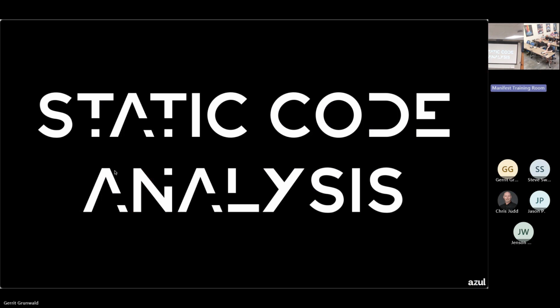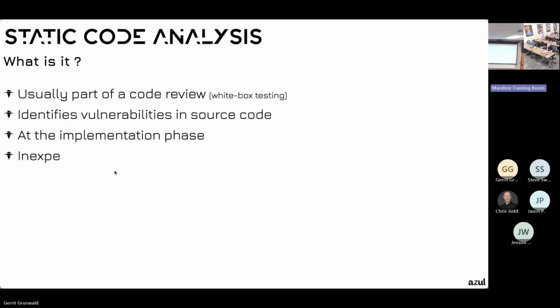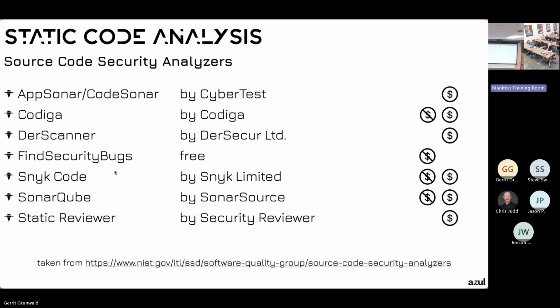Then there is static code analysis. You probably know that. It's usually part of code reviews. It identifies vulnerabilities in source code. I'll just click through it because I don't want to run out of time here. This is not a recommendation, but on the NVD or NIST government page, they just mention these. It doesn't mean that these are good or whatever, it's just a list that you can find. You see some are free, some you have to pay for.